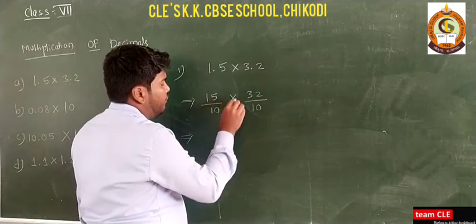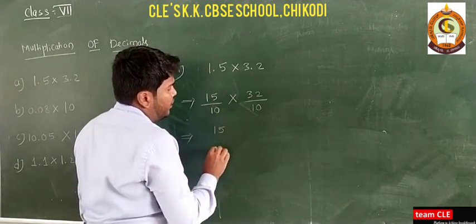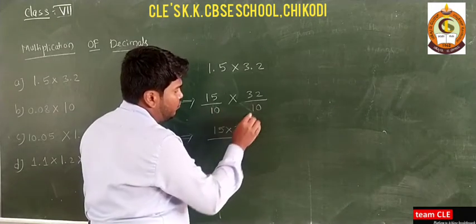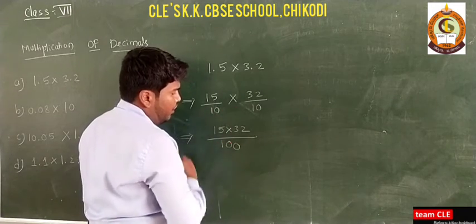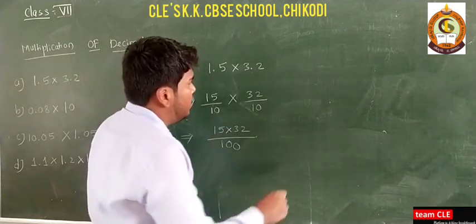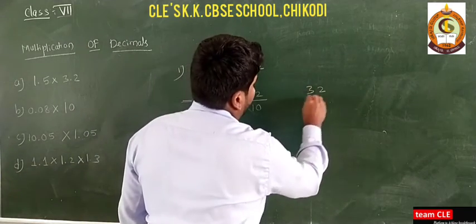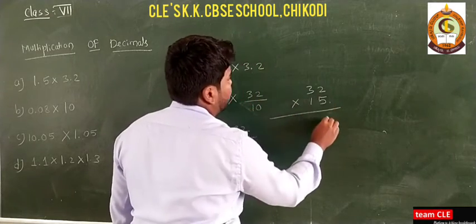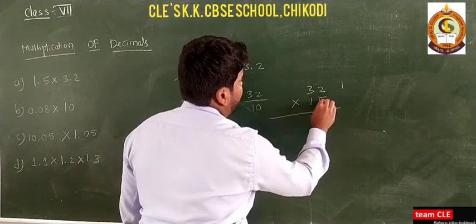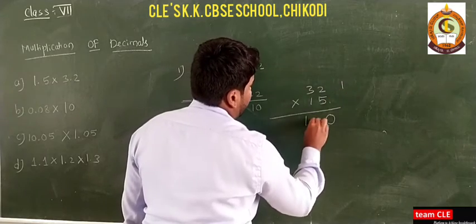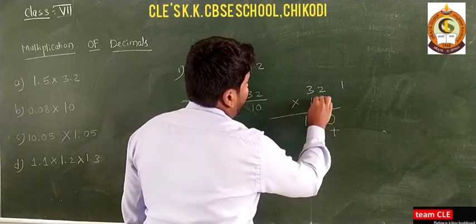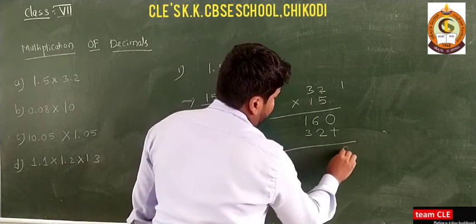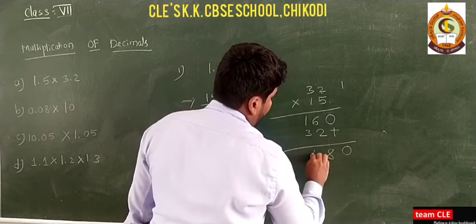So see here, 15 into multiply numerator to numerator, 15 into 32, and this you multiply 10 into 10, which is equals to 100. Now this part you need to solve, that is 32 into 15. Okay, so again this is 5 2s are 10, 1 carry, 5 3s are 15 plus 1, it is 16, plus 1 2s are 2, 1 3s are 3, so it is 0, 8 and 4.